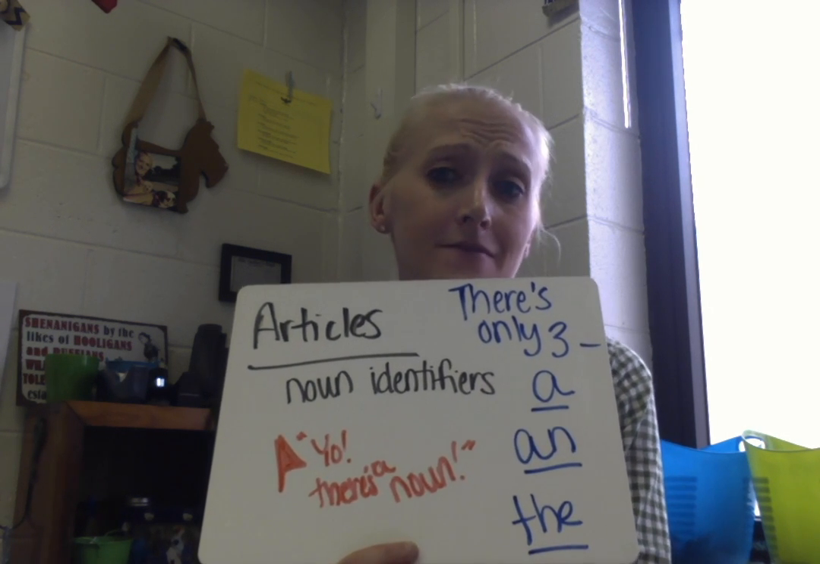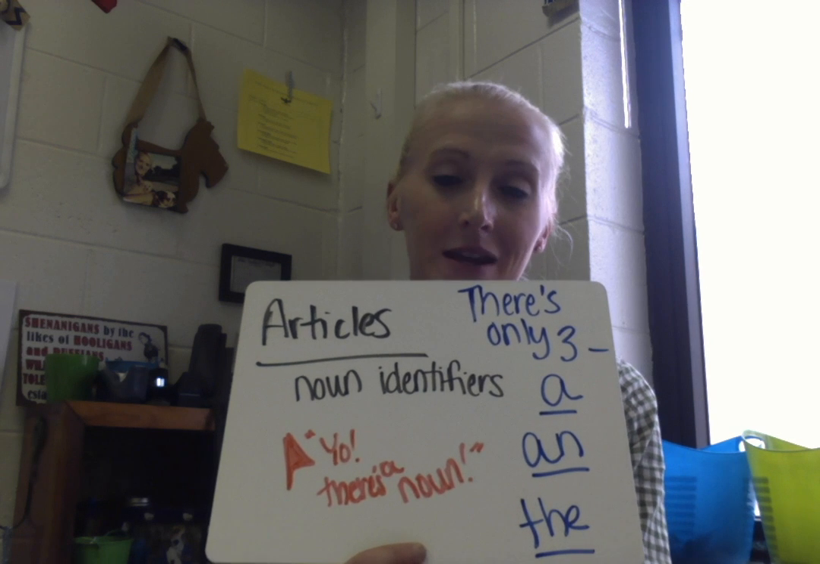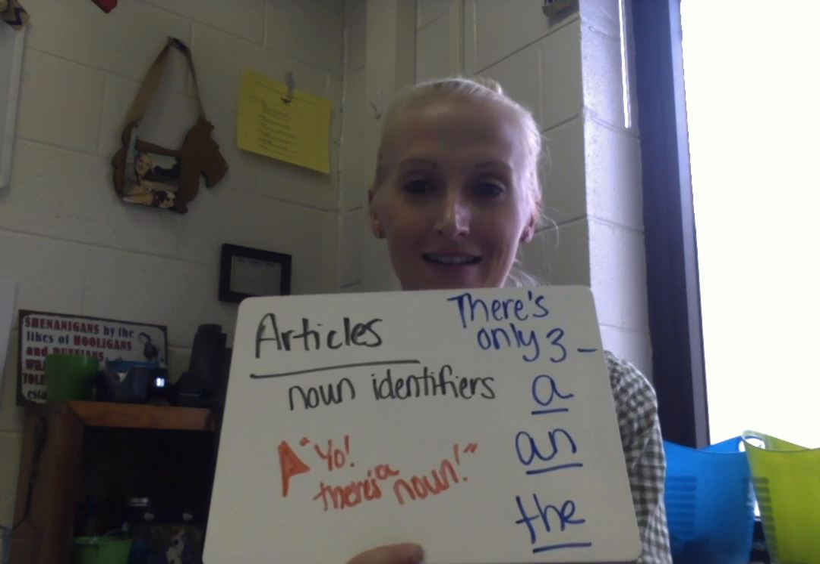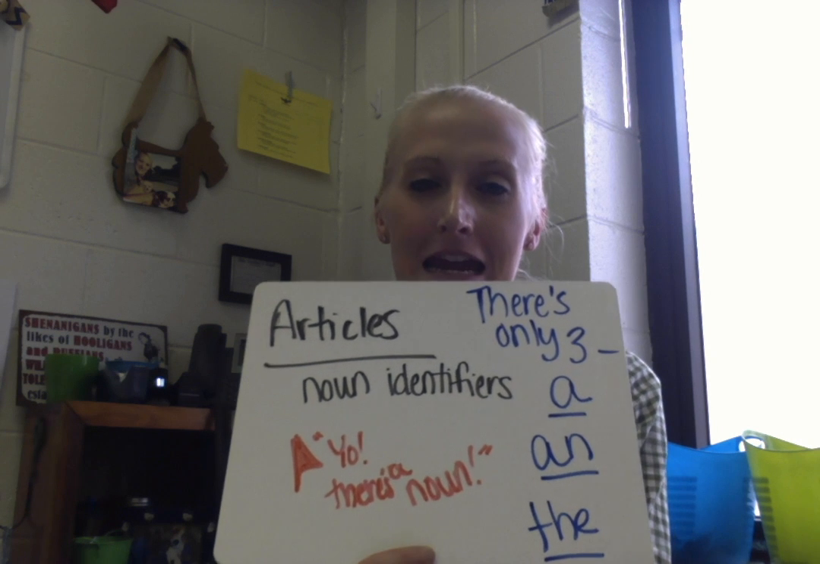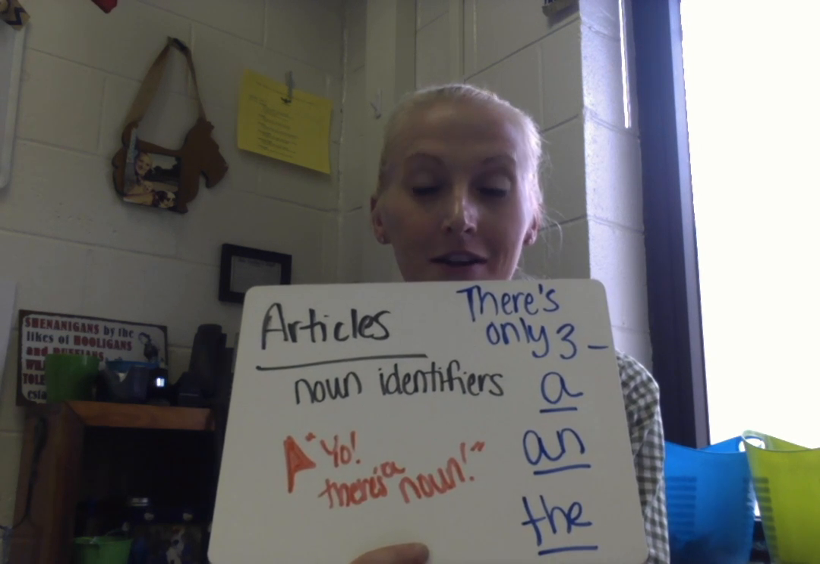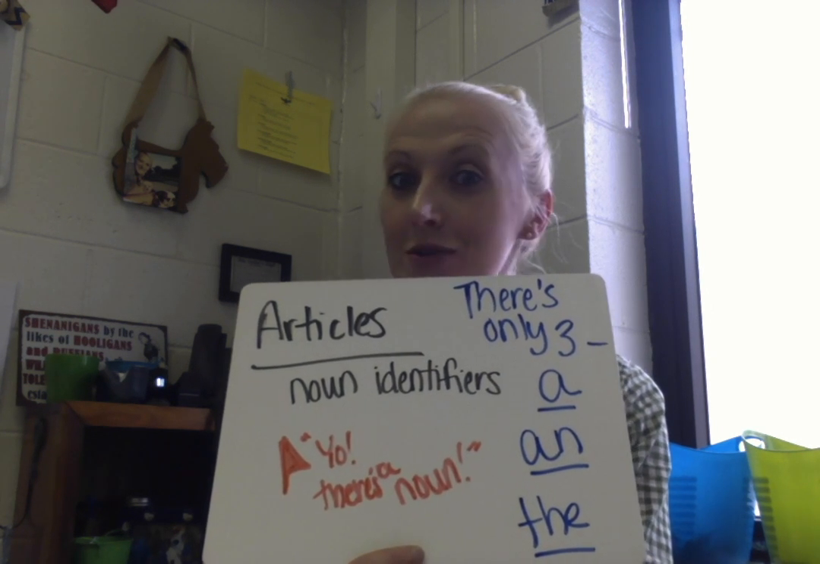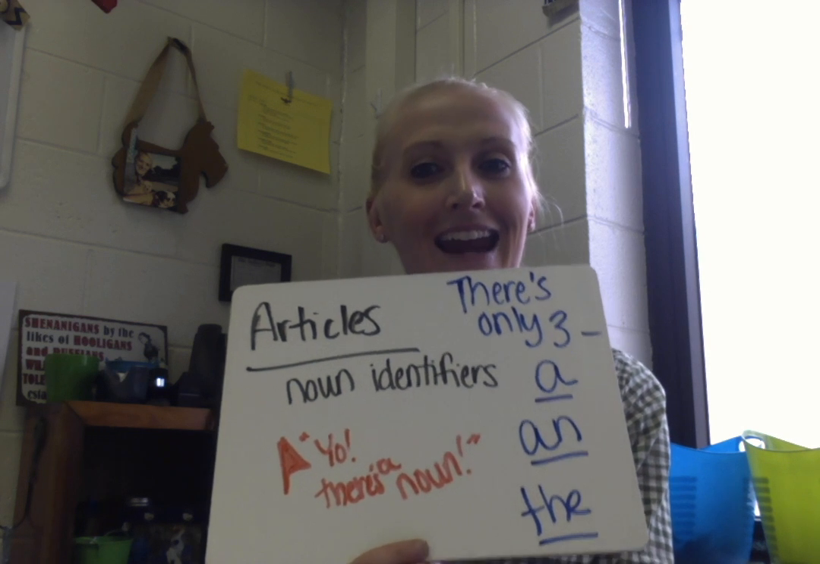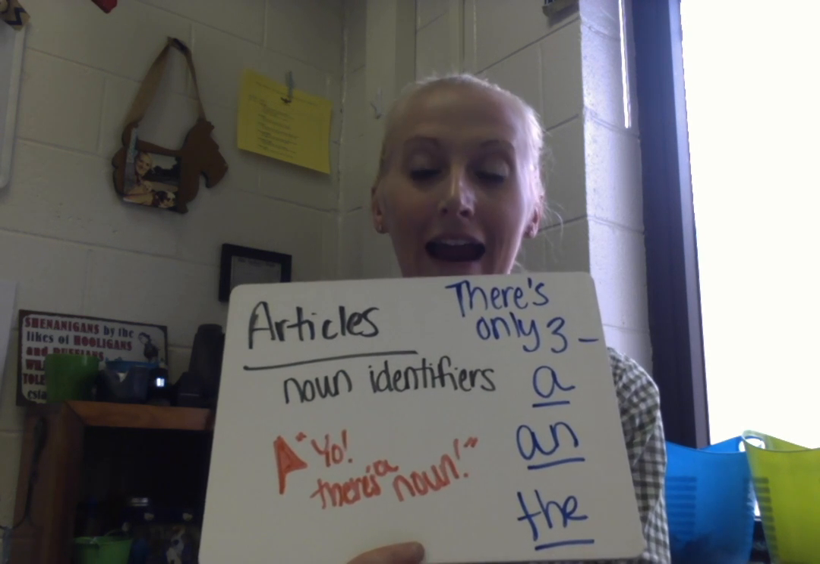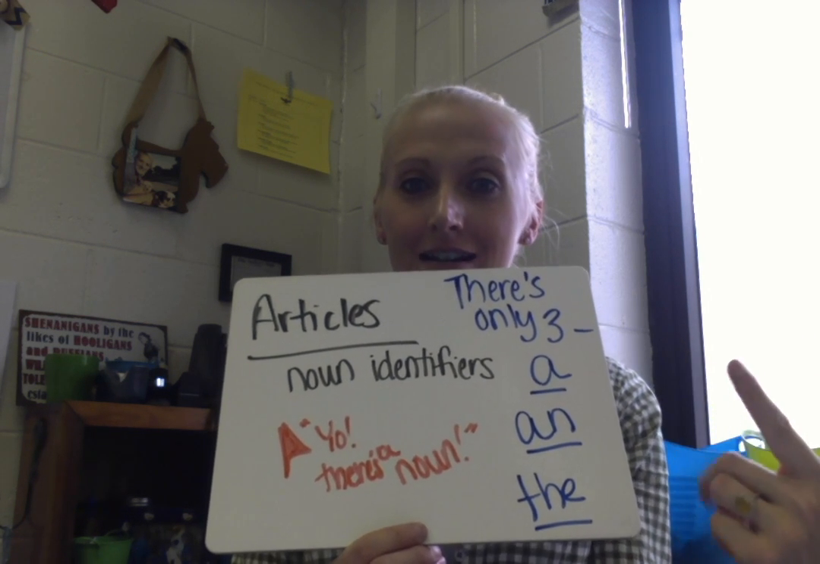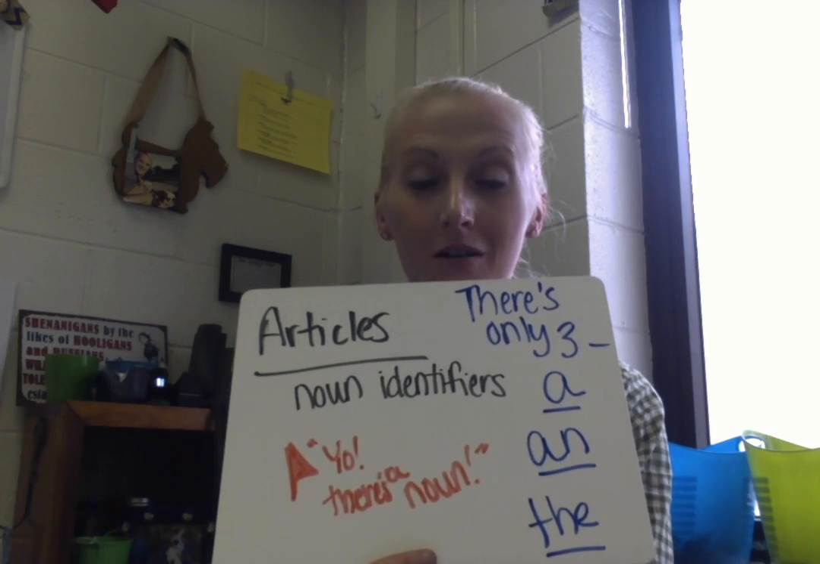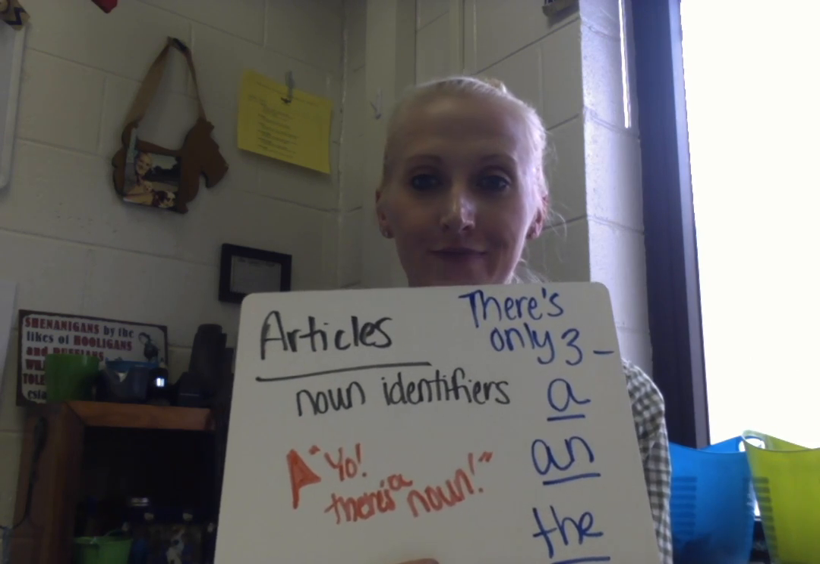Articles identify that there's going to be a noun. Think of it as a red flag, as I drew on here, that there's a noun coming. If it helps you remember, you may use a little rhyme. There's only 3, just a, an, and the. A, an, and the, the only 3 articles in the English language.